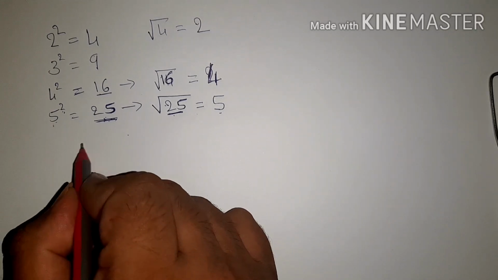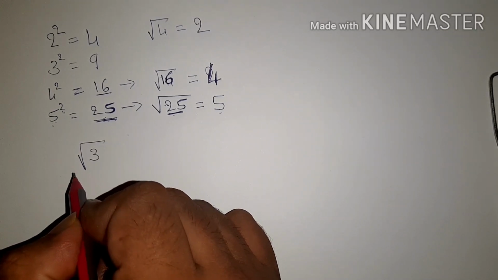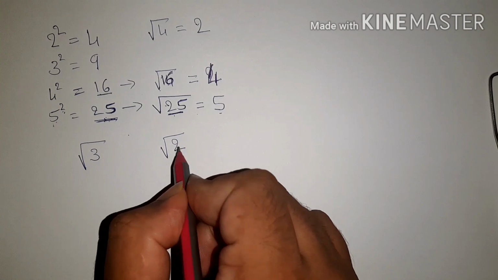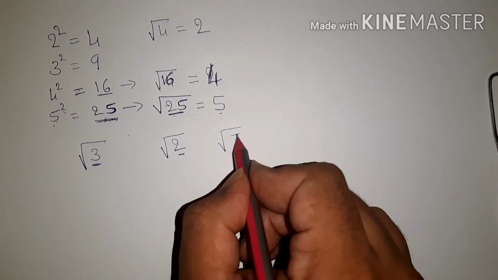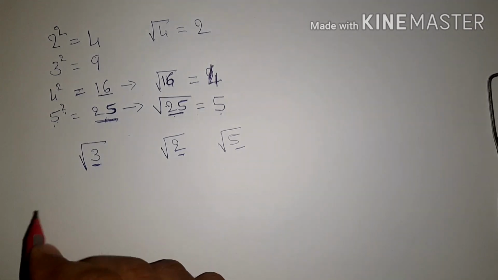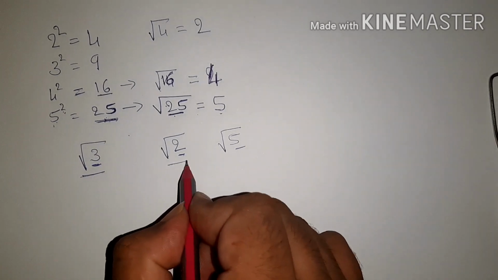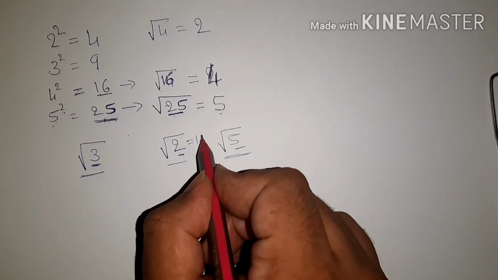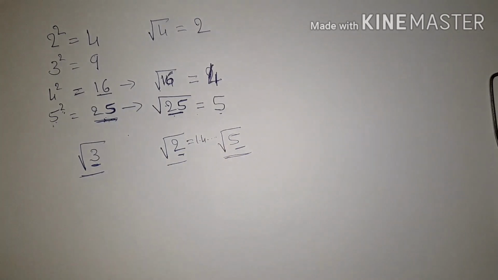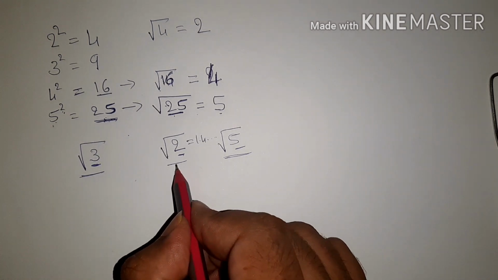What about square root of 3? What about square root of 2? 3 is not a perfect square. 2 is not a perfect square. What about square root of 5? In order to find these values, what should we do? We should go to the calculator. It will come something around 1 point something, many numbers. We should use the calculator to find these values.